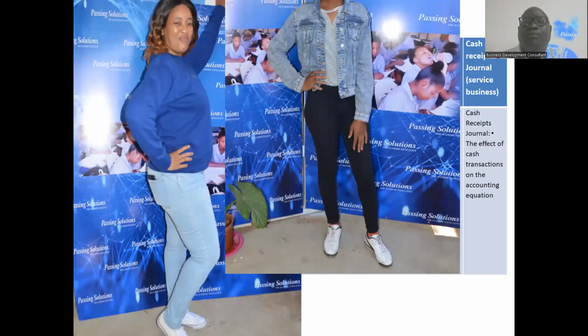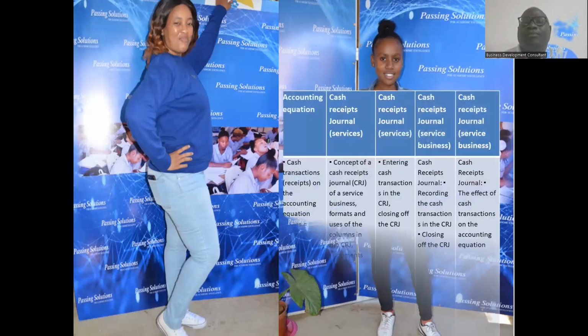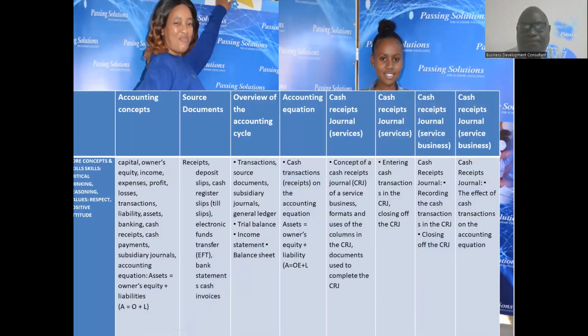Wonderful. So as we proceed, we then want to have an overview of the accounting cycle itself. Yes. That's when we are focusing on the transactions, the source documents, subsidiary journals, the general ledgers, the trial balance, income statement, and the balance sheet.